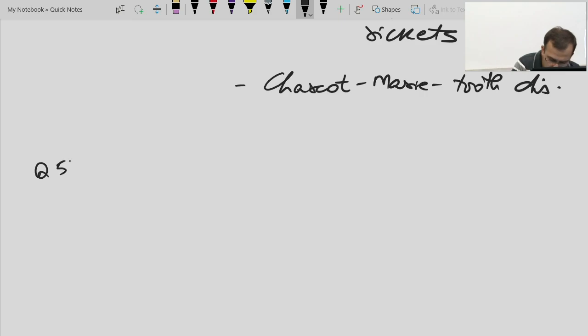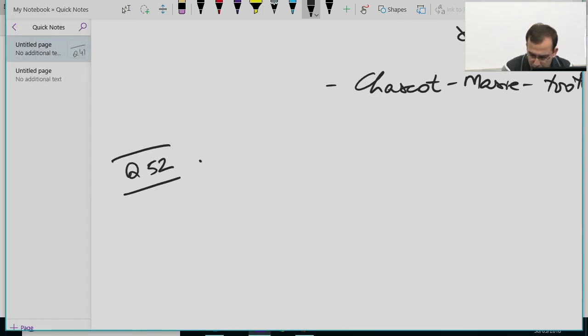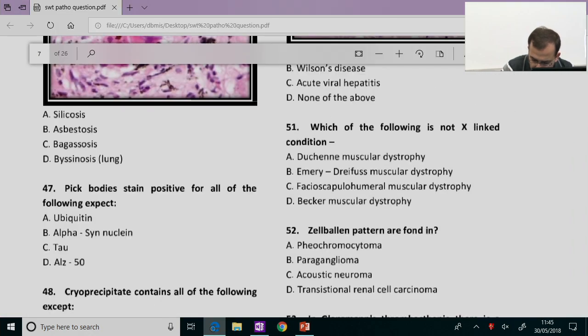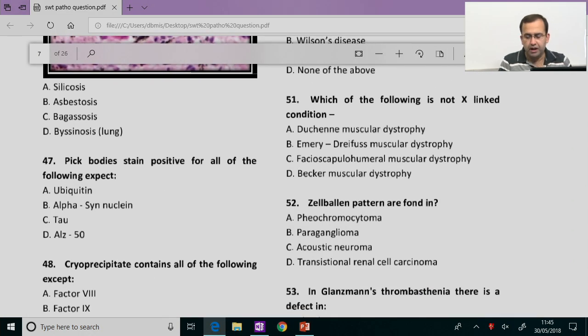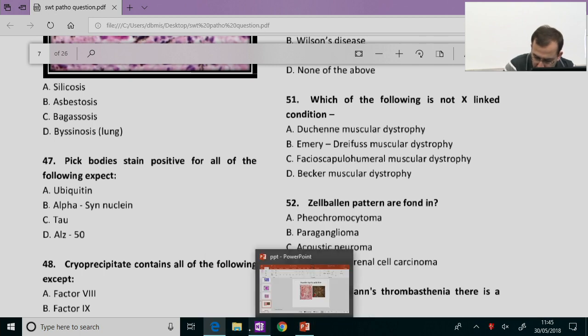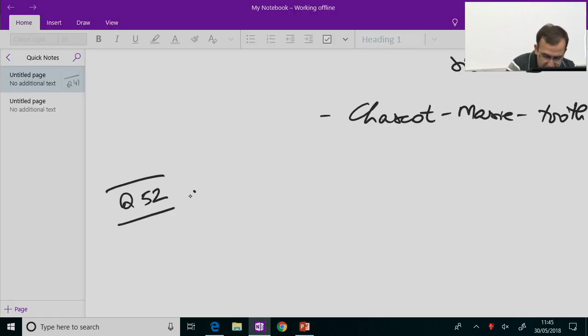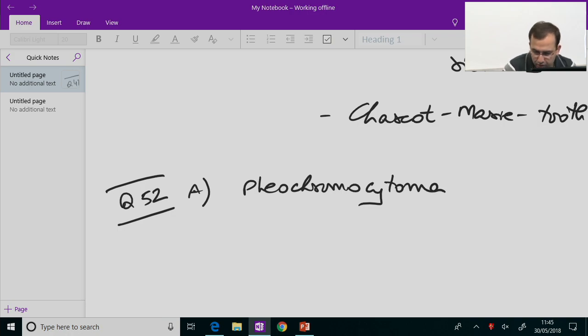This gets us to question 52. Zellbellen pattern is found in, and the answer is A, that is pheochromocytoma. Zellbellen pattern, we have already seen this in detail. It is found in pheochromocytoma.